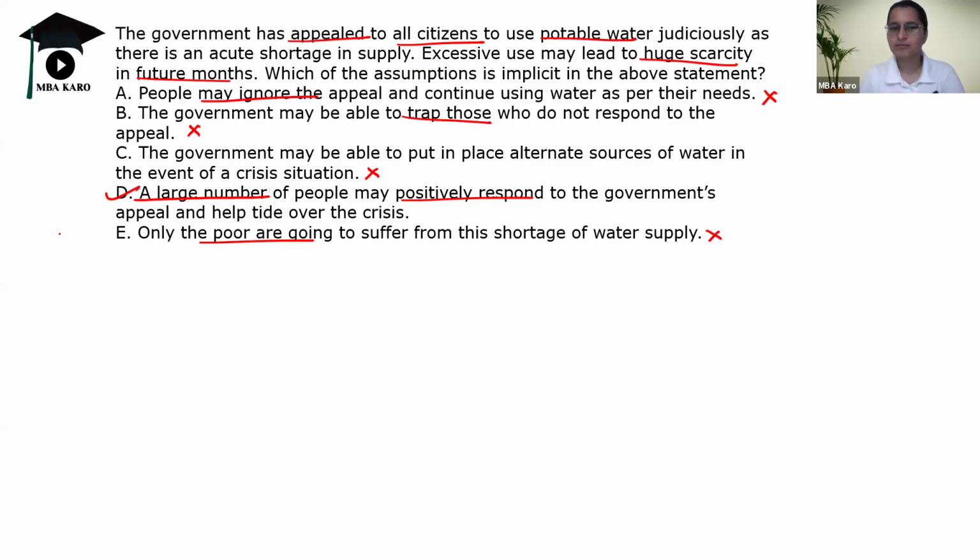So clearly, assumption D makes more sense. It supports the statement that government is appealing because government assumes that a large number of people are going to respond to it, and they are going to respond to it positively. And because of this response, people are going to help tide over the crisis. Okay. Next.